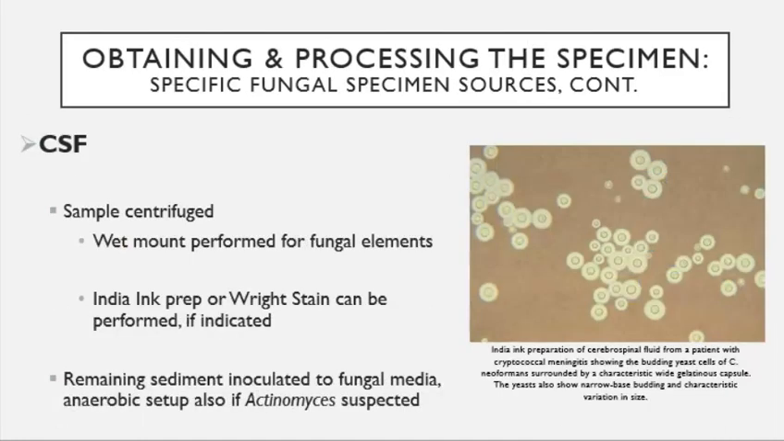For cerebral spinal fluid specimens for fungal culture, specimens should be centrifuged. A wet mount can be performed to look for fungal elements. Also, an India ink prep stain can be performed, or a Wright stain. Any remaining sediment from the centrifuged sample can be inoculated to fungal media. You can do an anaerobic setup if any Actinomyces are suspected. This is a class of bacteria that produce endospores, or something like little seeds. Our image on the slide is of an India ink prep.